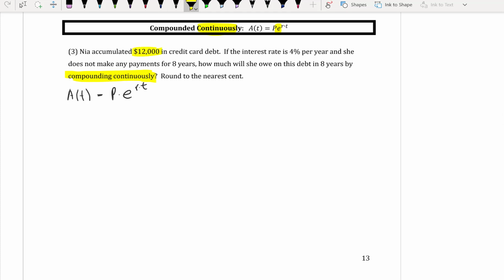So we have our principal amount. So my P is equal to my 12,000. I have my rate. So my rate is equal to 4%, which is equal to 0.04. And here I have my time, and my time is equal to 8. So plugging it into this equation, I have my A of t is equal to my 12,000. That's going to get multiplied by E, and my R value is 0.04, and my T value is 8.